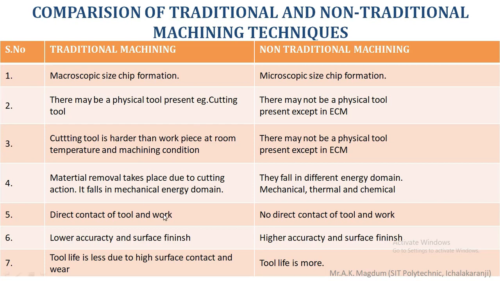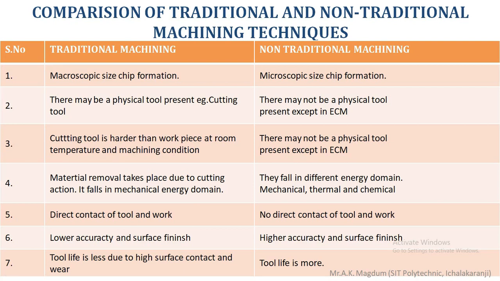Next, material removal takes place due to cutting action, which falls in the mechanical energy domain. This is the basic thing of traditional machining. Non-traditional machining processes fall in different energy domains, like mechanical, thermal, and chemical. There are many domains. But in traditional machining, there is only the mechanical energy domain, under which material is removed because there is physical contact between the workpiece and the tool.